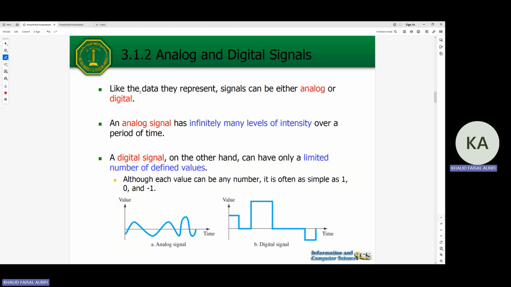Like the data they represent, signals can be either analog or digital. An analog signal has infinitely many levels of intensity over a period of time. You can see it here. Digital signals, on the other hand, have a limited number of defined values. So it's either +1, 0, or minus. Unlike analog signals, which have infinitely many levels of intensity.